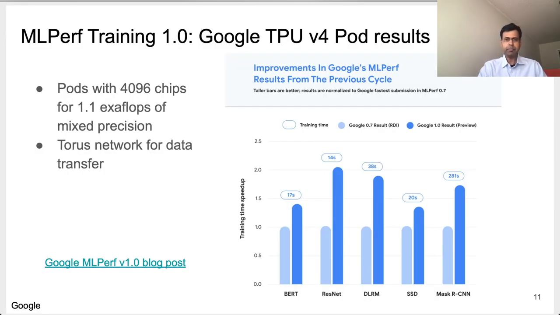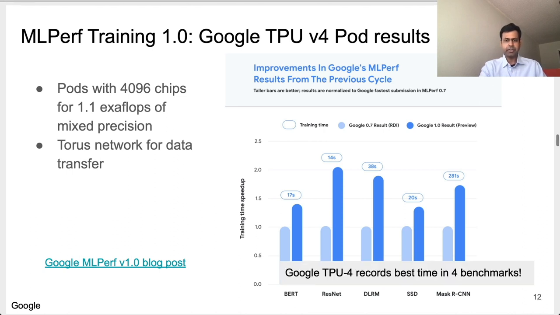Recently, we submitted MLPerf results on the 4,000 chips. We went up to 3,456 chips. And we achieved between 1.5 to 2.2x speedup over the 0.7 submission round. Note these speedups are at scale. The speedups are higher at smaller scales. In addition, we were able to achieve the record times in 4 benchmarks at scale.